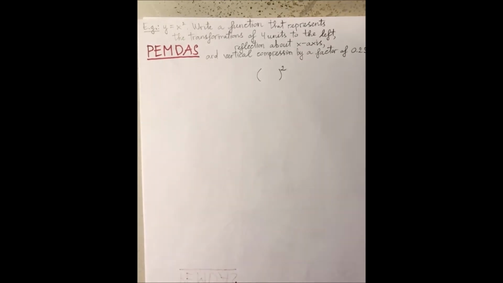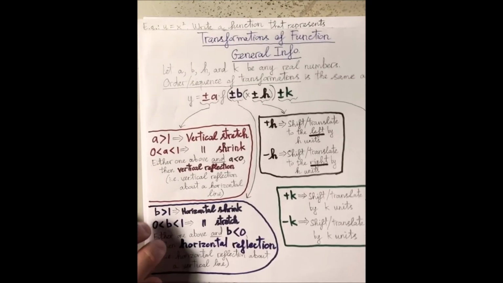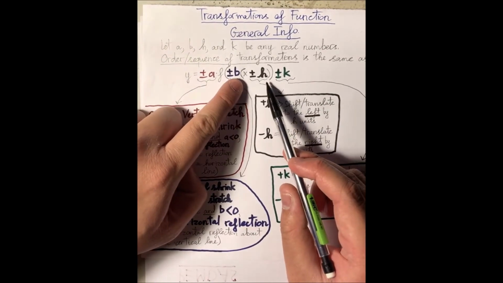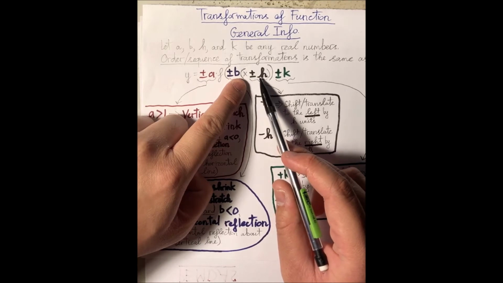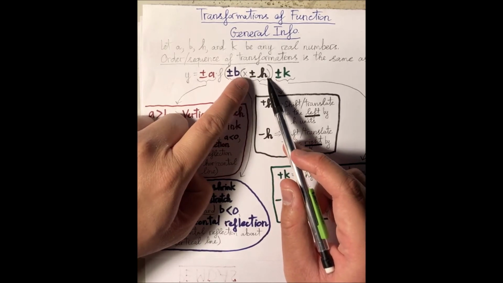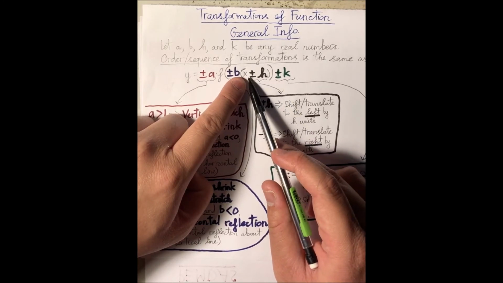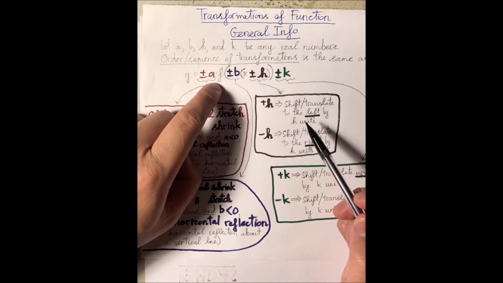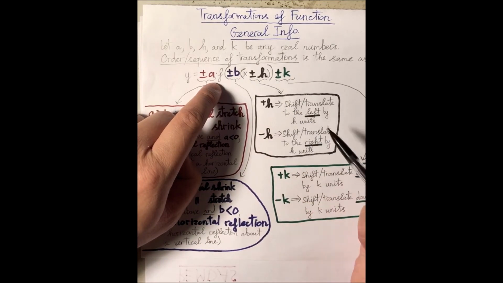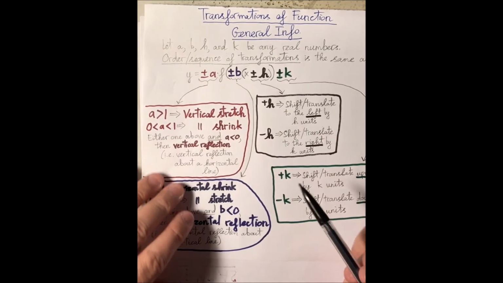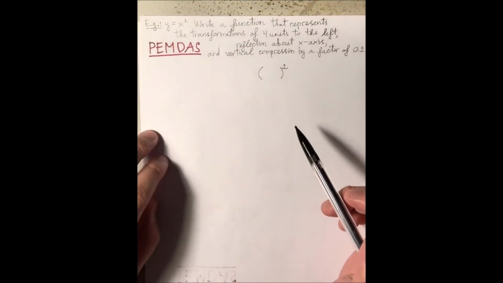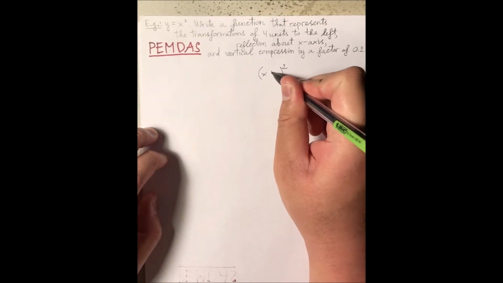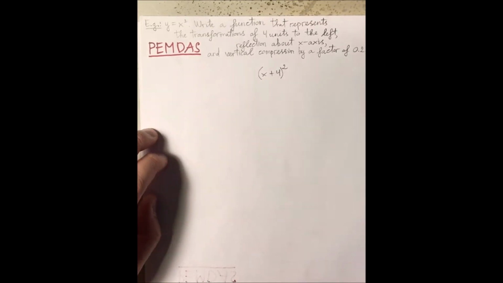Using the general information that we went over in the other video, in the innermost parentheses, we have plus or minus h. Plus or minus h represents either translating to the left or to the right by h units. So in this case, we are translating the function 4 units to the left, so we are going to have x plus 4.